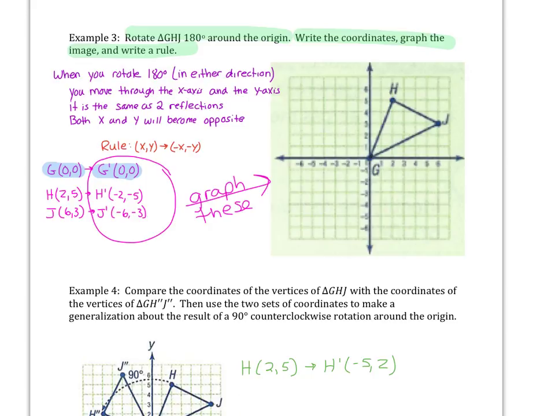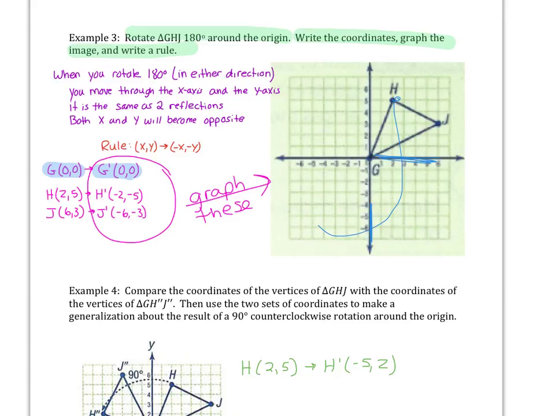But when you rotate, let's do H next. When you rotate H, it's up here at 2, 5. When you rotate something 180 degrees, you're going to end up down here somewhere, but you go through 2 quadrants. So you went over the x-axis at some point, even if you went the other direction, and then you went over the y-axis. So when you go over the x-axis, one of them stays the same, one of them becomes opposite. When you go over the y-axis, one of them stays the same, one of them becomes opposite.